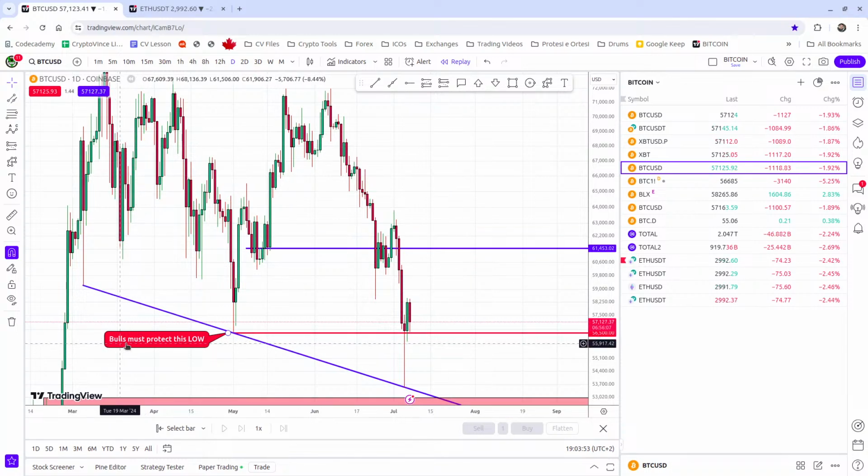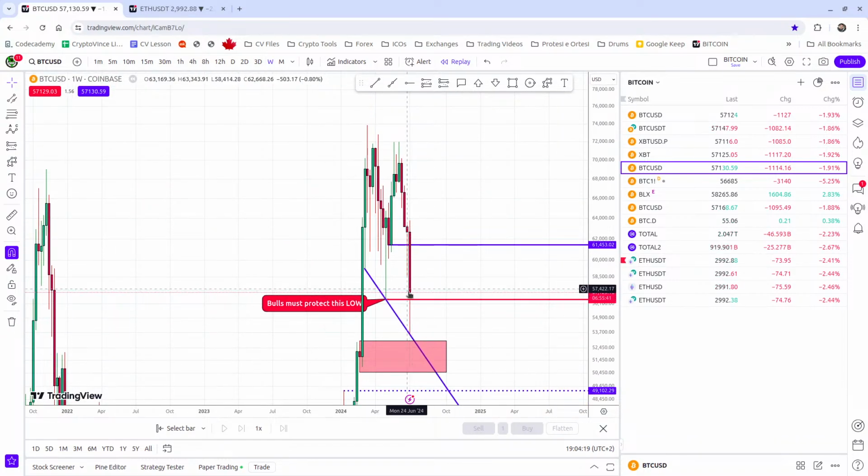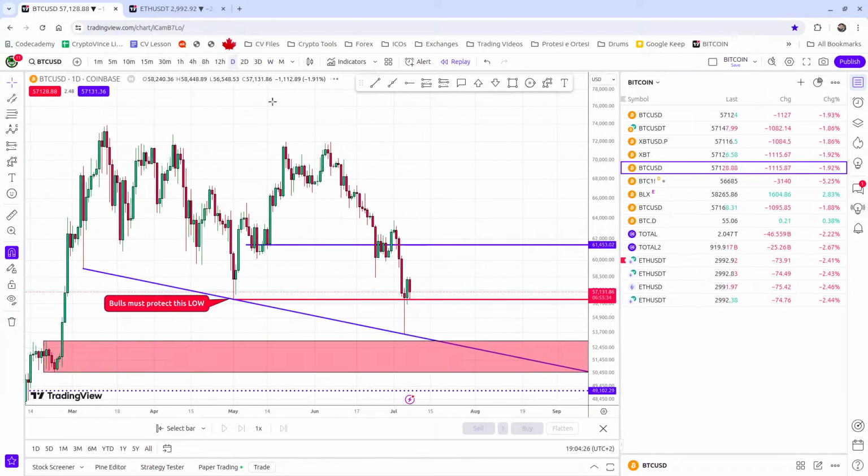See here, I wrote bulls must protect this low, and they are doing it on the daily. We are above that level. Price dropped on that level, as I showed you on the 1 hour time frame, the orange level. We're still above that, so that's still good. On the weekly, we're about to close in 7 hours above that level, so still good. You know, nothing too scary at the moment.